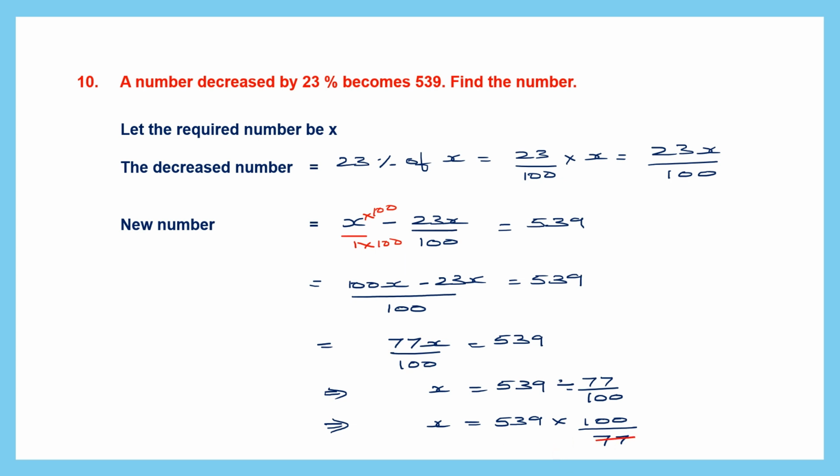So 77 ones and 77 sevens. Now multiply the numerators. 7 into 100 is 700. So we have found the answer, we have found the number, and the number is 700.